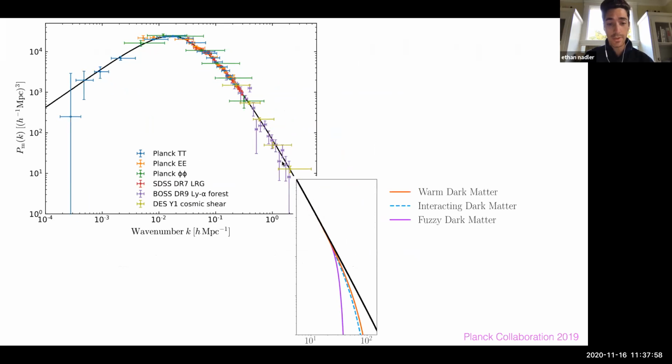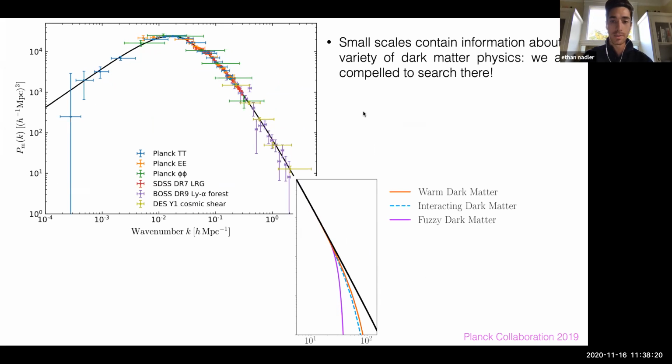And so the question is, if we try to understand what this power spectrum is doing on extremely small scales, so physical scales smaller than roughly a megaparsec, depending on the type of microphysics associated with dark matter, this power spectrum generically deviates from that of a cold collisionless dark matter model. So these small scales must contain information about dark matter physics at some scale, and so we're really compelled to understand those scales.